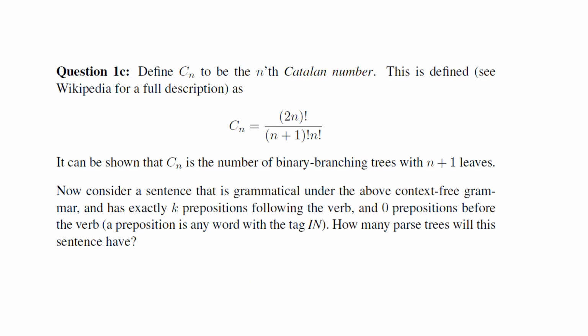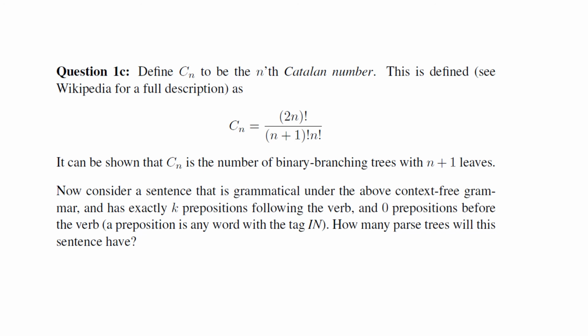Let's move on to question 1c. Define Cn to be the nth Catalan number. This is defined as (2n)! over (n+1)! times n!. You can refer to Wikipedia for a full description. It can be shown that Cn is the number of binary branching trees with n+1 leaves.